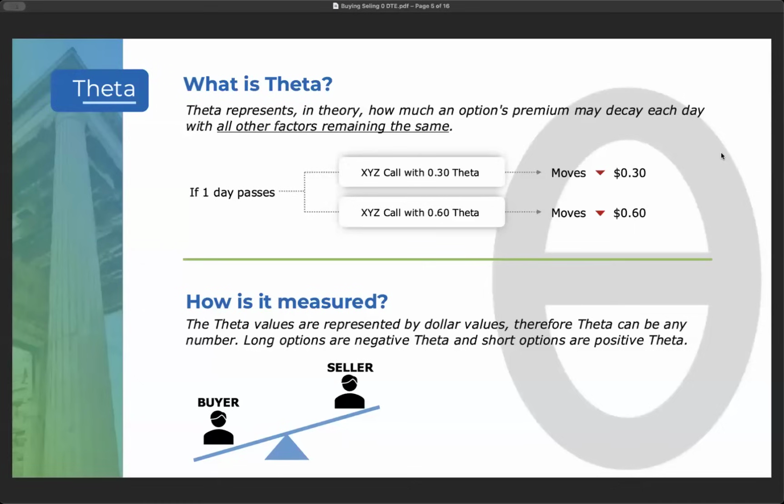And what we're trying to measure is how much does that decrease? Because if you're a buyer of an option, that decrease is working against you. That's the time value that's always working against you as a buyer of an option. So you're always working against the clock as a buyer. Now, if you're selling an option, that erosion in value is working in your favor.